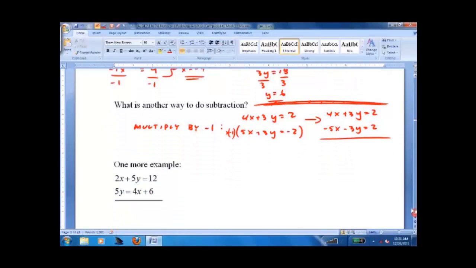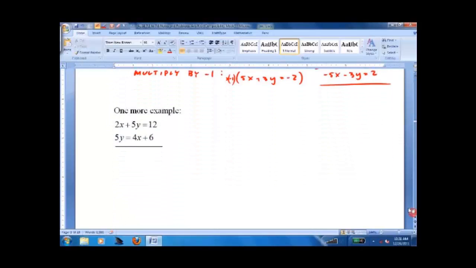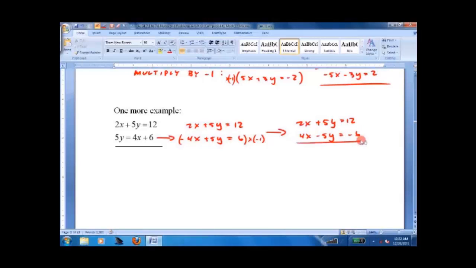No problems. Here's one more example. So, we need to get everything together. So let's mess with this equation first. And I'm going to do it in my head. 4x moved over means I have to subtract it. So negative 4x plus 5y equals 6. 2x plus 5y equals 12. Can't add anything down. I could subtract. I don't like doing that, as I mentioned earlier. So I'm going to multiply it by negative 1. 2x plus 5y equals 12. 4x minus 5y equals negative 6. So now we can add down.